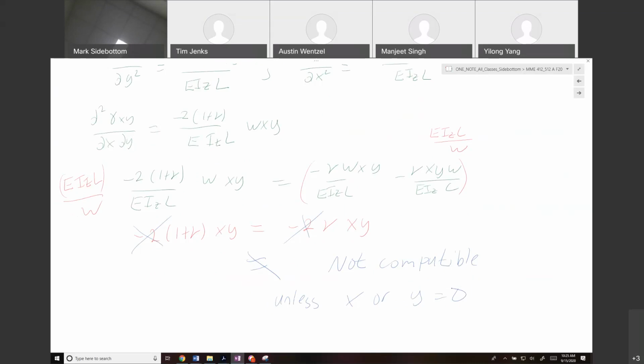So that concludes this example problem. Are there any questions regarding the process, in terms of the equilibrium equations or the strain and compatibility equations?